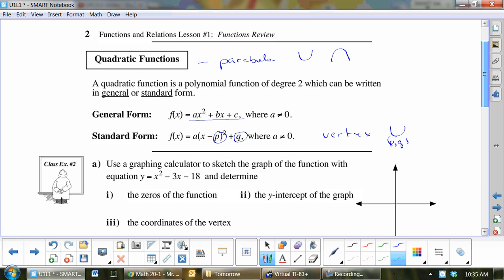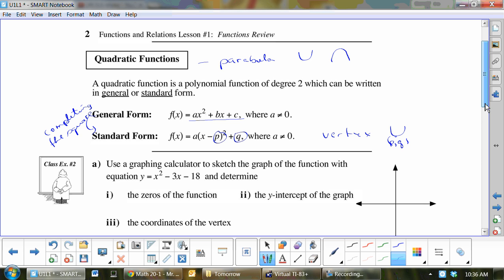Okay. Now, how do you get from general form to standard form? Think back. Think about what you enjoyed the most last year, and what will come to your mind will be completing the square. Some people are like, what does that mean? Trust me, we did lots of them. Okay, and we're going to do one today.